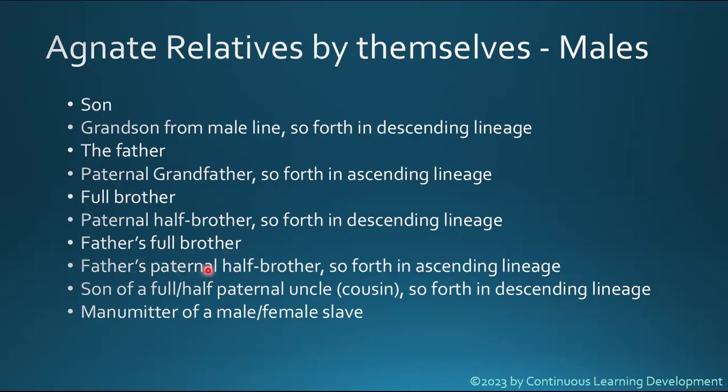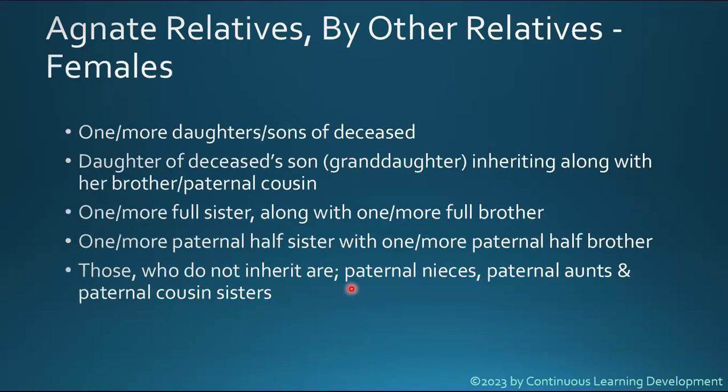Father's full brothers take precedence if the person dying doesn't have any children of their own. Father's paternal half brother will step in if there is no full brother, and so forth in ascending order. Son of the full and half paternal uncle, meaning the cousin, and so forth. And so the freed slave. So who is freeing the slave? The master here is talking about the master.